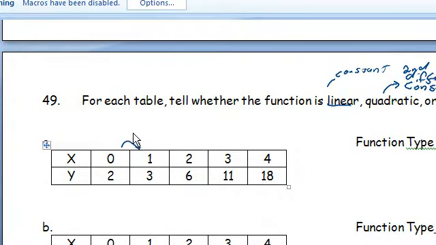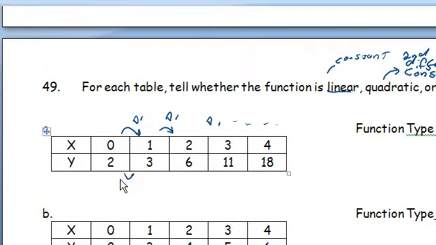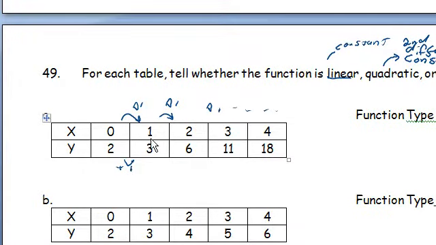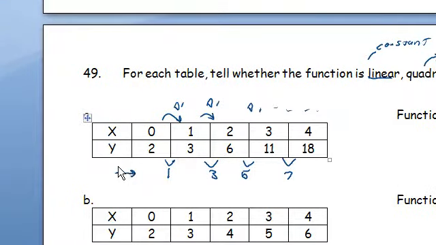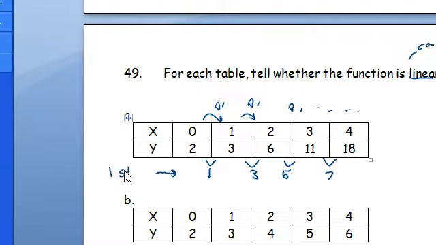So from 0 to 1, that's a change of 1. From 1 to 2, change of 1, etc. To get from 2 to 3, that's a change of 1. From 3 to 6, change of 3. 6 to 11, change of 5. 11 to 18, change of 7. Okay, so this right here, what we just did, that's called the first difference.